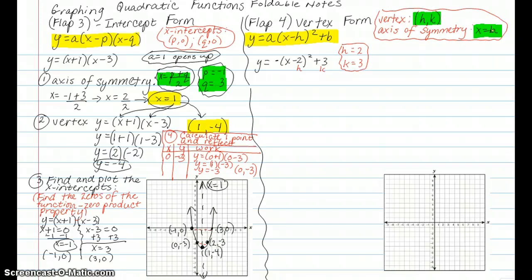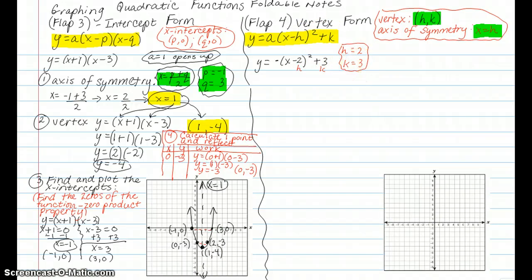So the problem that we're going to put in our notes underneath the fourth flap is y equals negative, which you could also write negative 1 if you wanted to, in parentheses x minus 2 squared plus 3. And then I've put in red what h is. It's going to be 2 because the pattern is x minus h, so x minus 2 means that h is 2. And the pattern is plus, oops, it's not b, my fault, let's fix that. It's plus k, and 3 is k, and since it's plus k, then k equals 3.